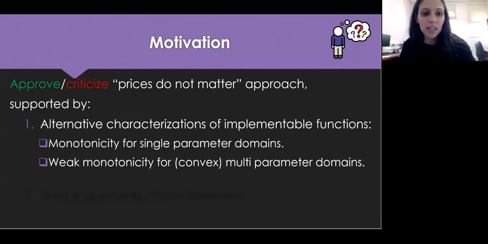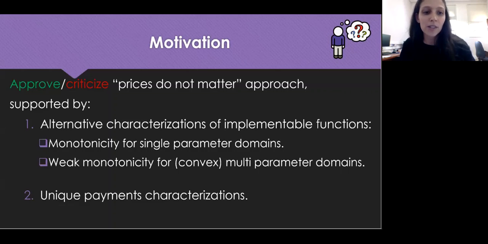The first one is that there are many important domains where you can determine whether a function is implementable or not without finding explicit payments for it. For example, in single parameter domains, all monotone functions are implementable, and in convex multi-parameter domains, all functions that satisfy weak monotonicity are truthfully implementable.